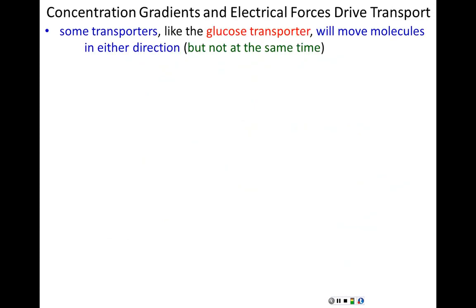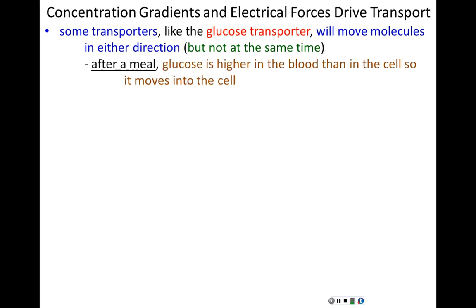Some transporters, and I mentioned this earlier as well, the glucose transporter is a good example, can and will move molecules in either direction, either from in the cell to out or out of the cell to in. They just can't do it at the same time. Right after you've eaten a meal, there's glucose in your bloodstream because you've consumed that food. That means the glucose concentration is higher in the blood than in the cell, and so the glucose follows its concentration gradient.